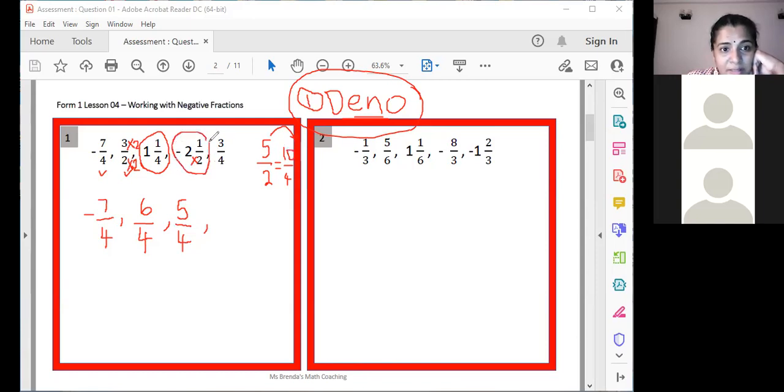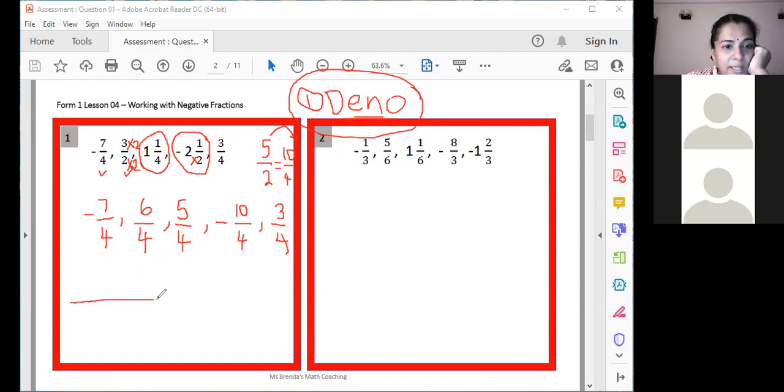But remember, guys, this is a negative, isn't it? So it's -10/4. And then finally, the third one, you don't have to do anything. It's 3/4. Now, behind that, -7/4.